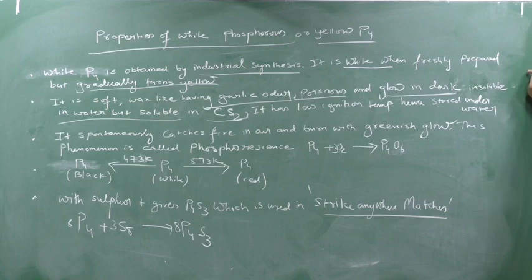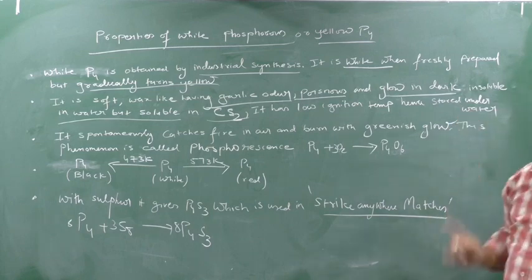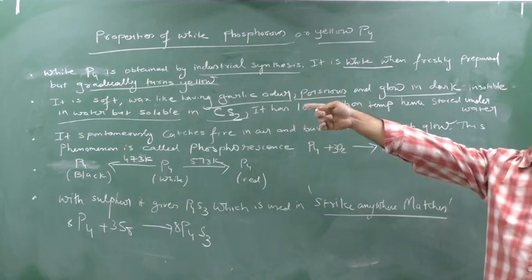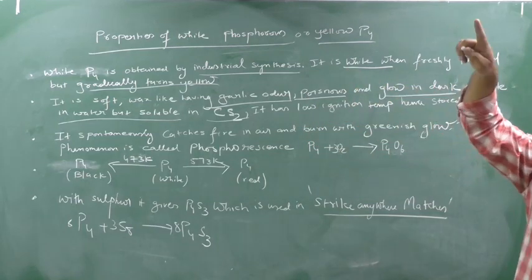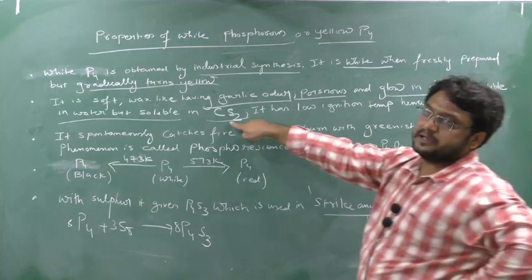Any substance which is insoluble in water, which is a polar solvent, will be soluble in a non-polar solvent. So here, phosphorus is insoluble in water, which means it will be soluble in some other non-polar solvent like carbon disulfide.